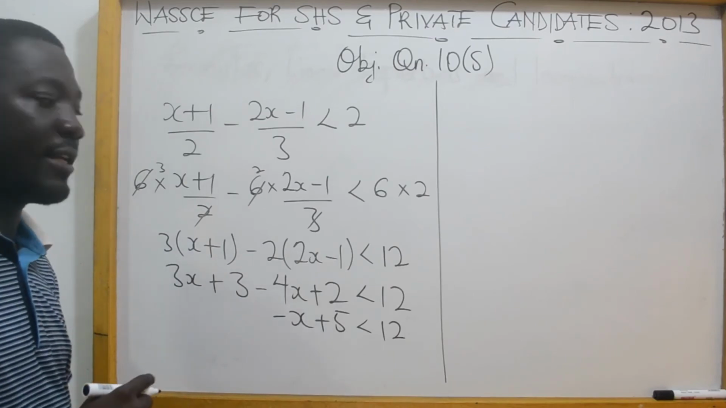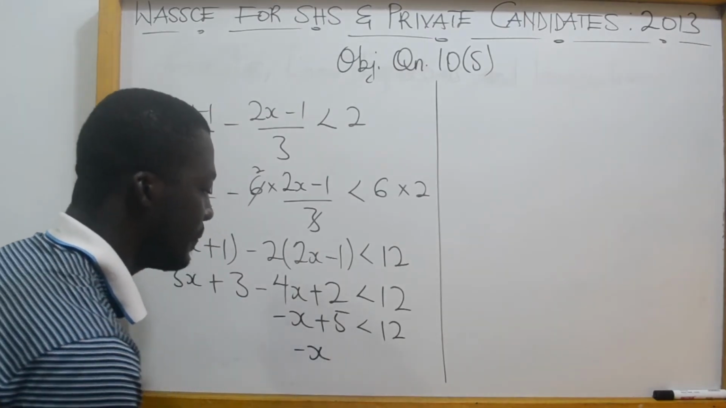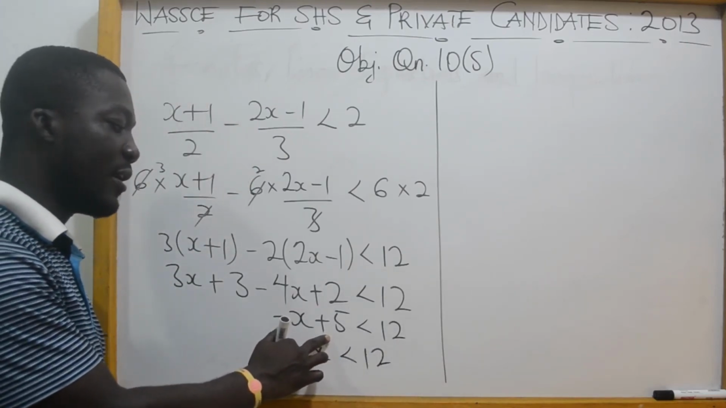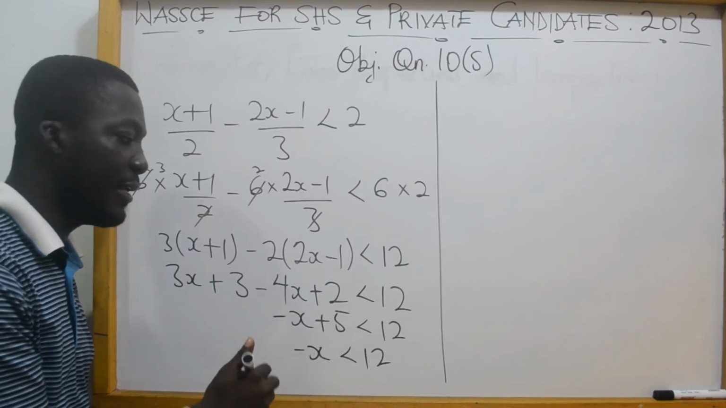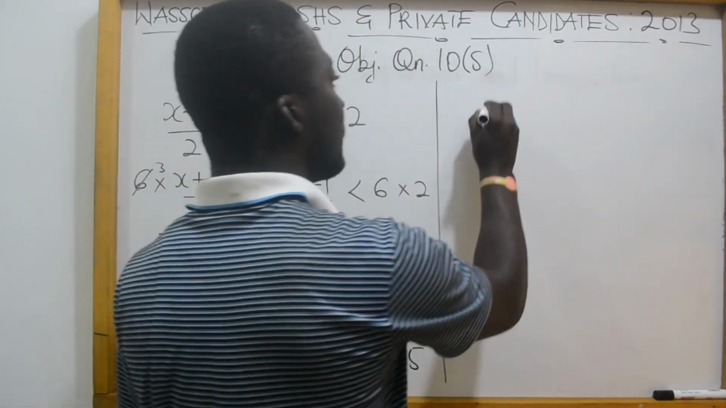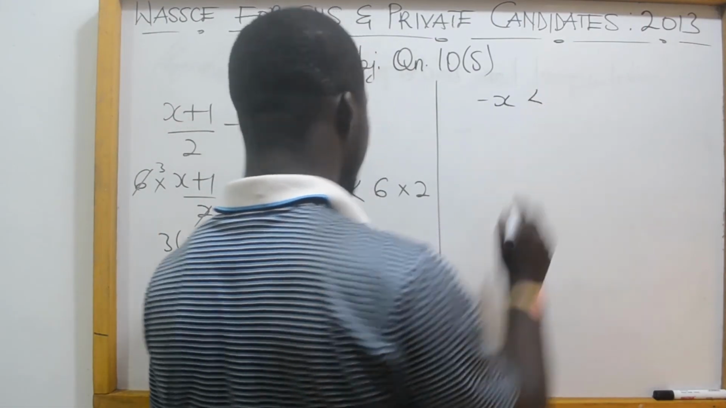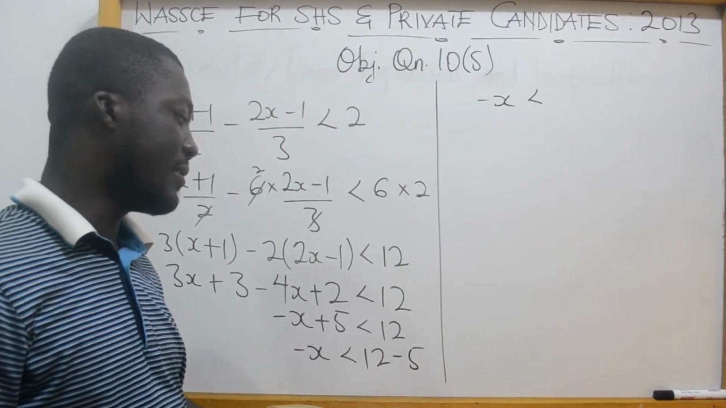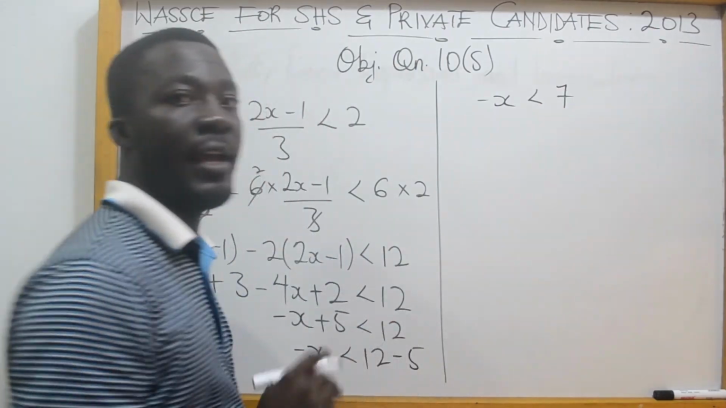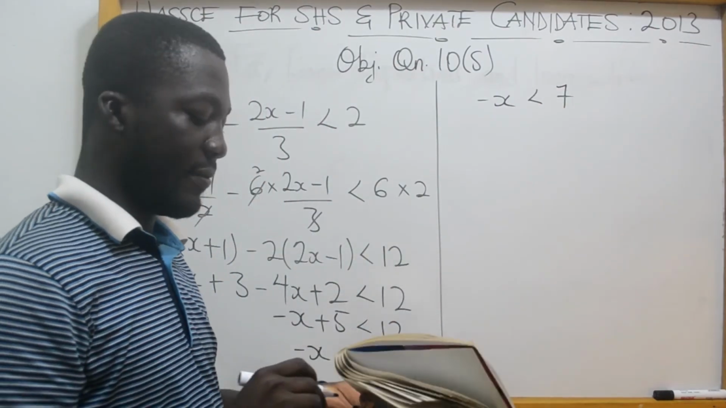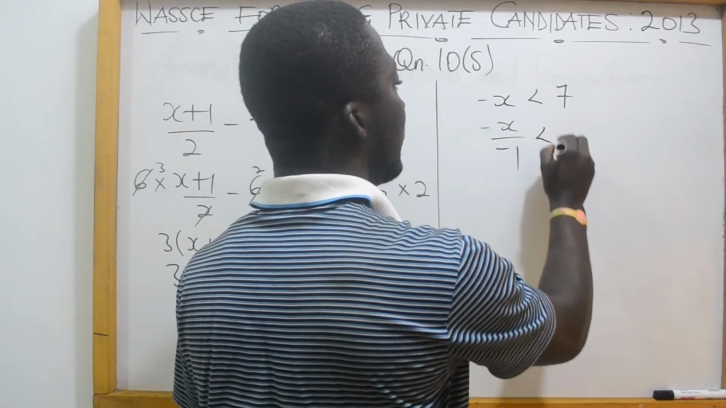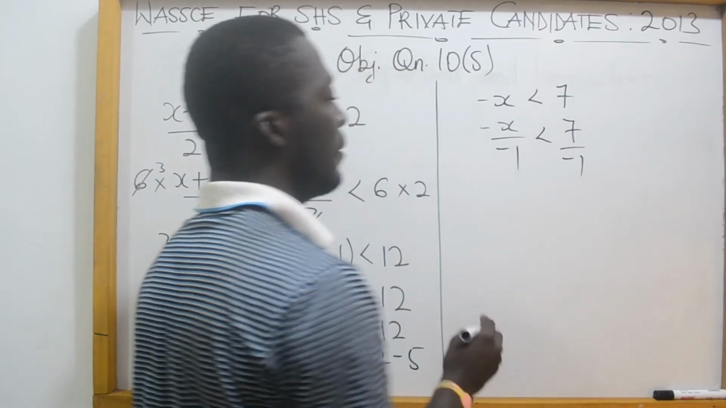We want to make x the subject, so we get negative x is less than 12, and when this 5 is transposed from the left hand side to the right hand side, it becomes negative 5. We're going to get negative x is less than 12 minus 5, which is 7. We want to find x, so we divide both sides by negative 1. Negative x divided by negative 1, less than 7 divided by negative 1.